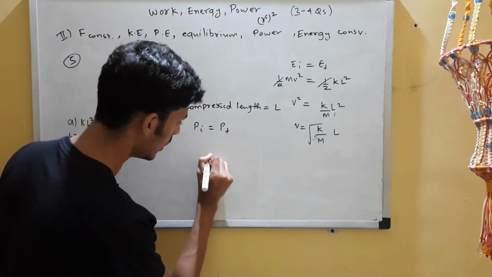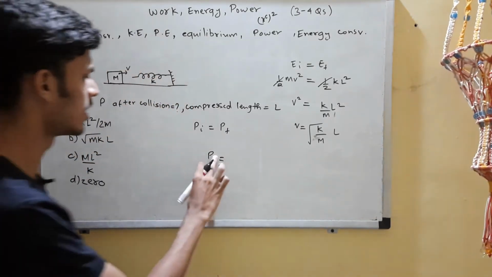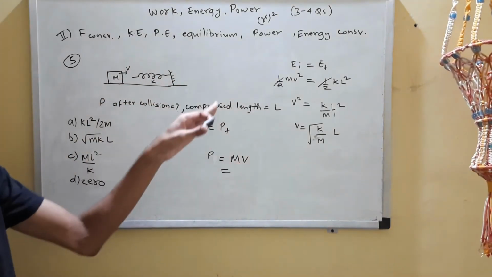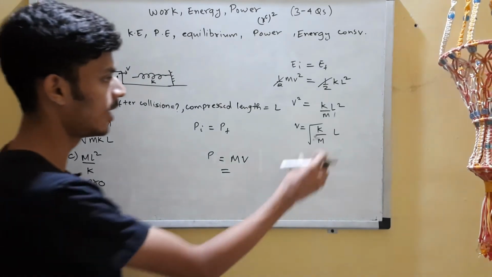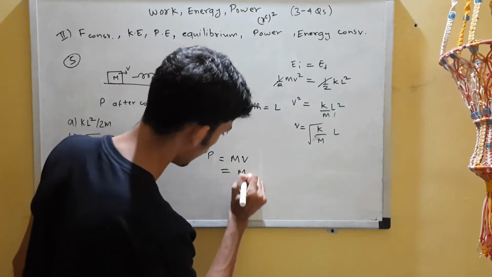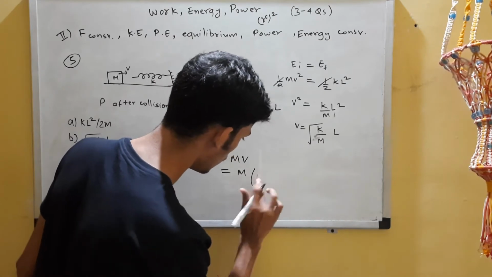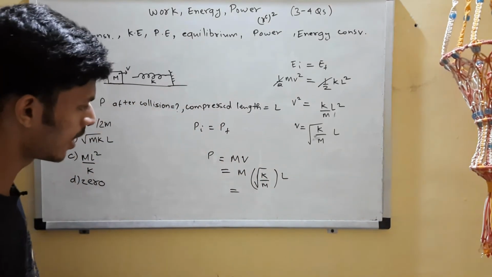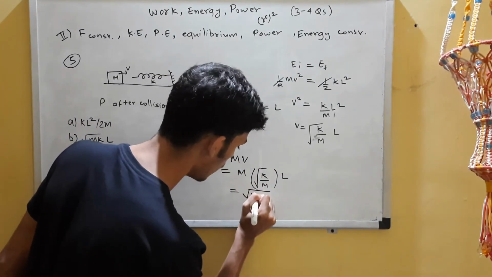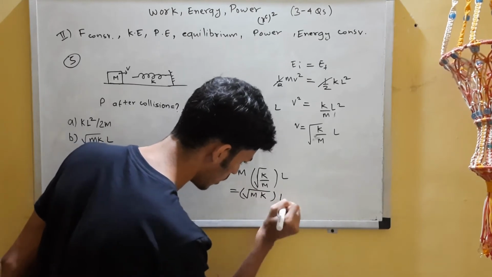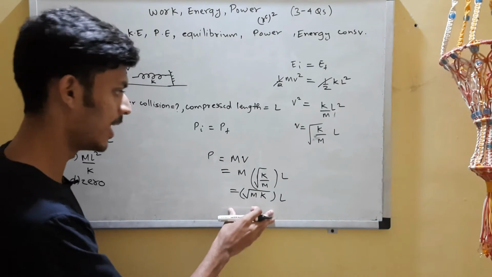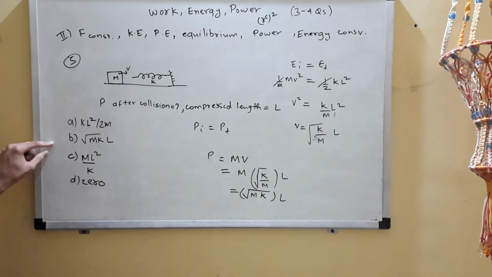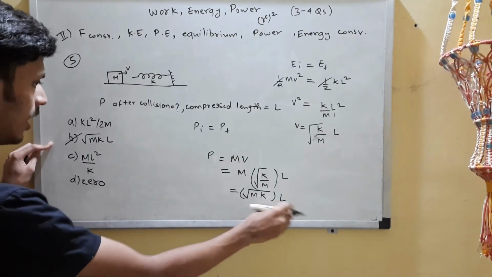Now we know that initial momentum is equal to final momentum, so we can just find the initial momentum, which is mass into velocity, and that will be equal to the final momentum or momentum after collision. So mass is m, velocity is under root k by m into L. So under root m and m will get cancelled and we'll have under root mk into L. This is the momentum initially and also after the collision because momentum is conserved. So the answer over here is option B, under root mk into L.